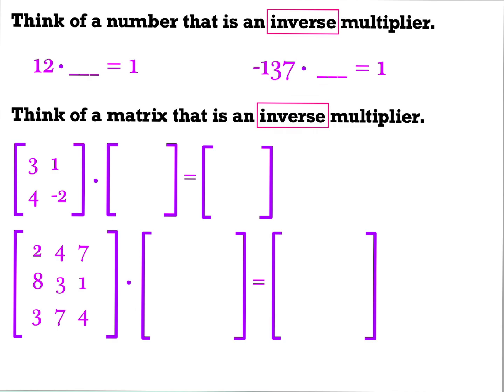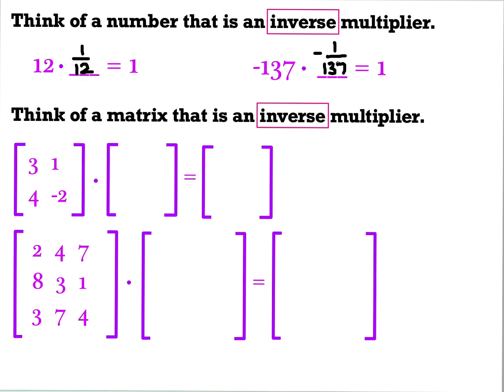The reason I bring that up is because we need an identity in order to think about an inverse. The identity of 1 means that the inverse would be 12 times something to equal 1. See how we needed the 1 in order to think of what an inverse would be. 12 times 1/12 is 1. So 12 and 1/12 are multiplicative inverses. Negative 137 times negative 1/137 is 1.